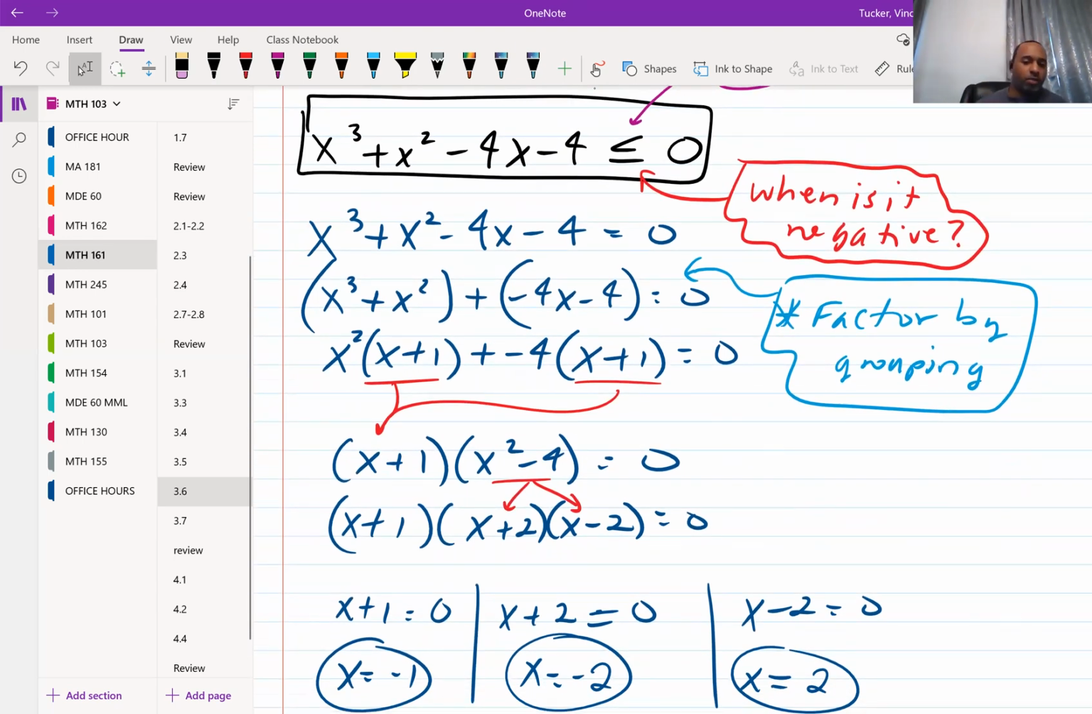Set each one equal to 0 and solve. And there are our 3 solutions. Now, if our equation was equal to 0, then we would stop right there. But of course, we want to know when is our equation less than or equal to 0. So we have to keep going, following the process that we did in that first.